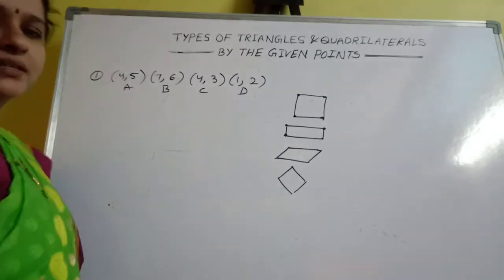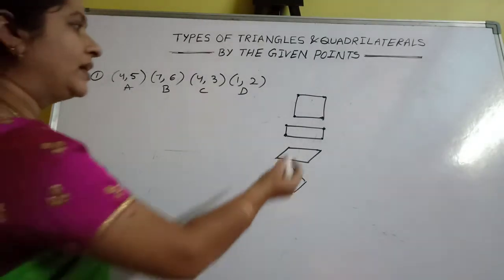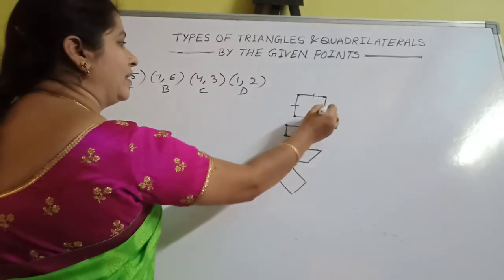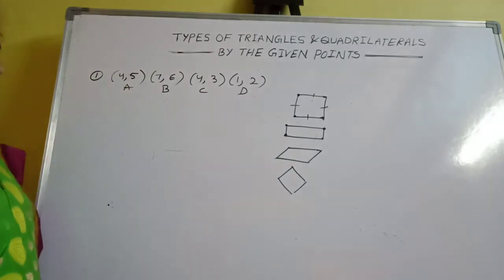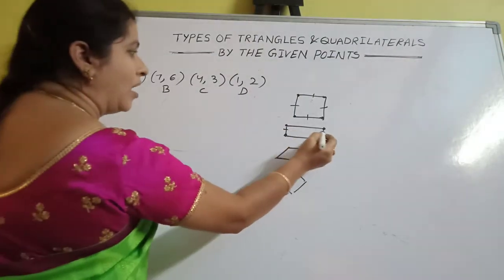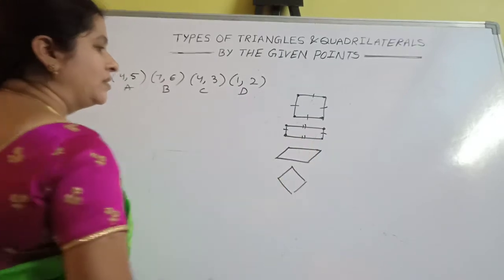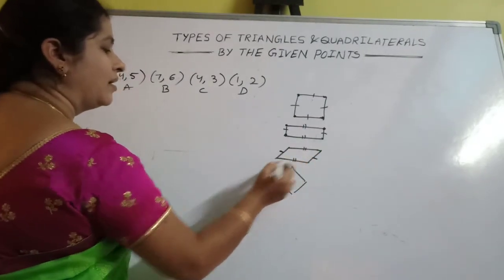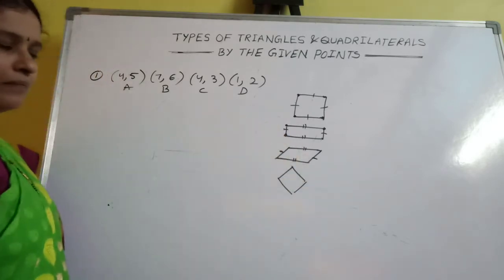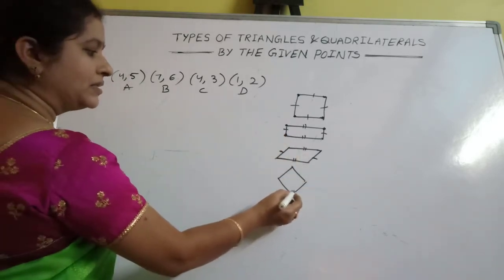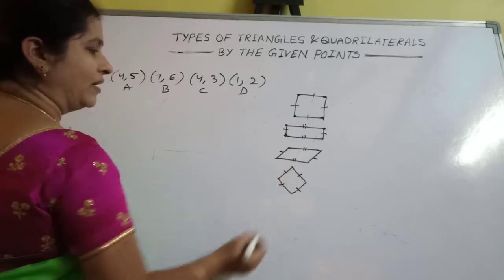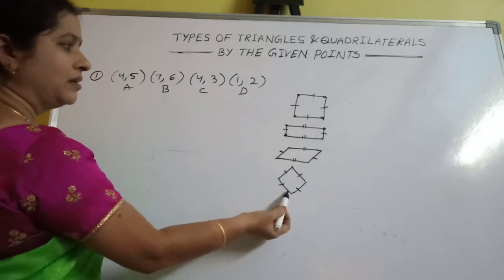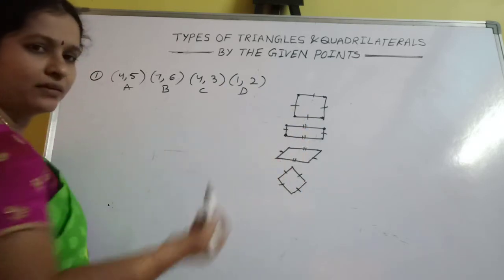So what are the properties of these quadrilaterals? What are the properties of a square? In a square, 4 sides are equal. In a rectangle, opposite sides are equal. In a parallelogram also, opposite sides are equal and opposite sides are parallel to each other. In a rhombus, all 4 sides are equal. So observe, in a square and a rhombus, all the 4 sides are equal.